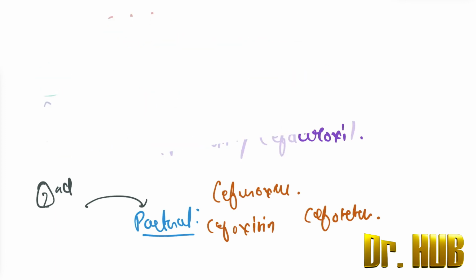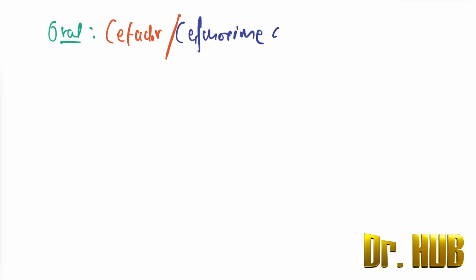Then we move on to the oral. So what is present in the oral? In the second generation, it includes the cefaclor, and there is also the cefuroxime axetil, as well as the cefprozil.